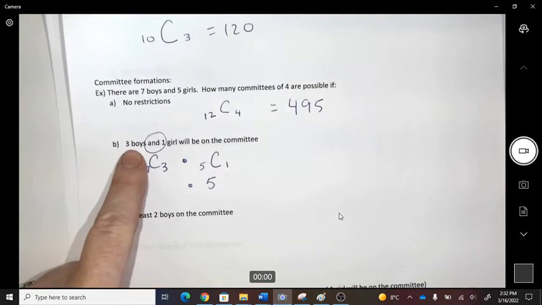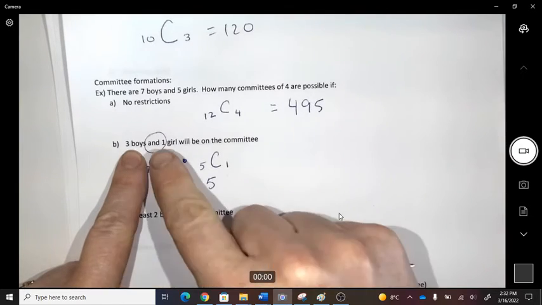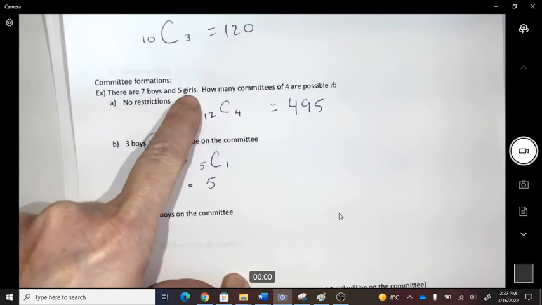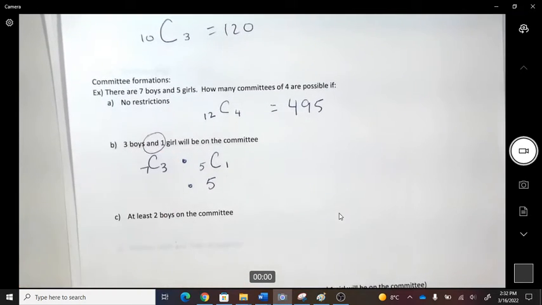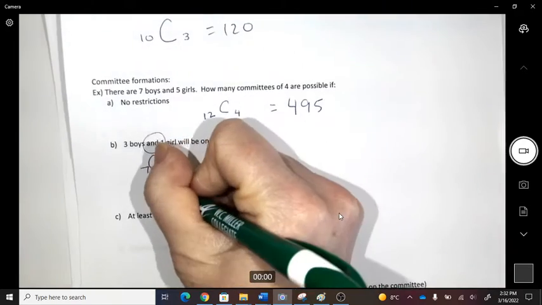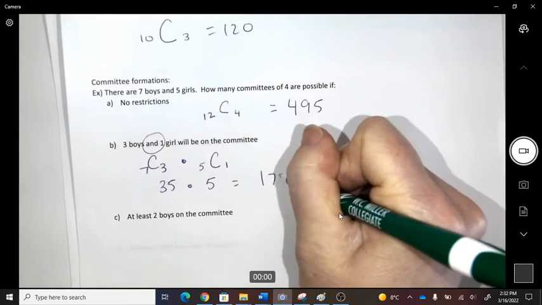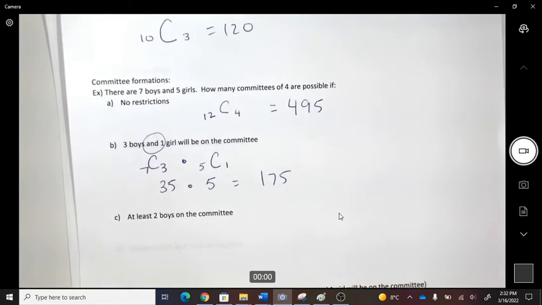Okay. I need to pick 3 boys. I have 7 boys and I need to pick 3. I have 5 girls to pick from and I need to get 1 of them. So 7C3, so that's 35. Okay, so please remember when you have 2 things happening simultaneously, like and they're both happening, you multiply.